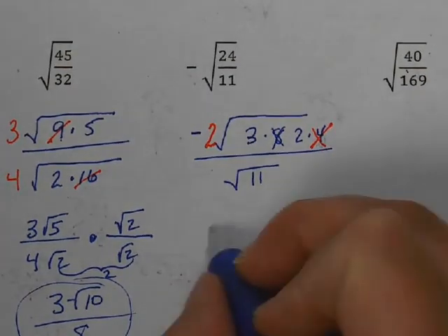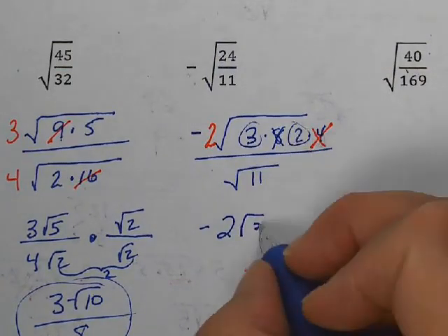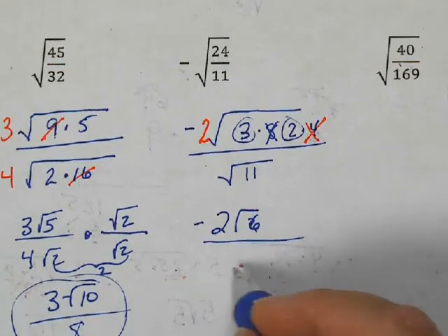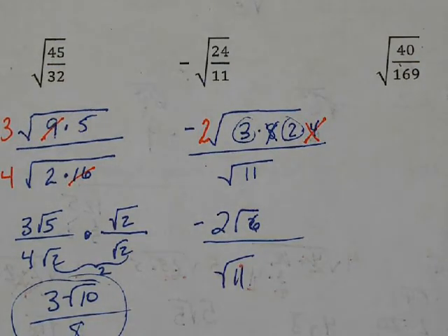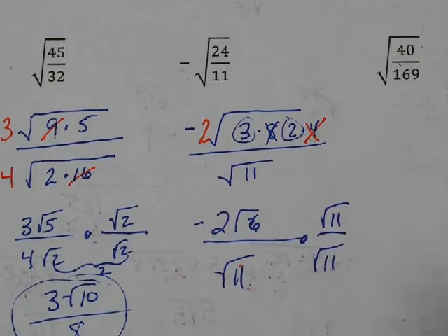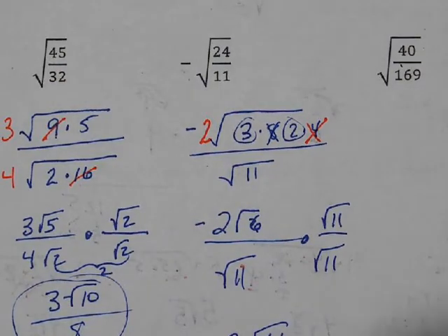So here's what I've got. Negative 2 square root. Whoops, I didn't see. I've got 3 and a 2. So I'm going to multiply those back together and make a 6. And then on the bottom, square root of 11. So then I'm going to multiply by the big one, which is going to be the square root of 11 over the square root of 11. So I get negative 2 square root 66 over 11.